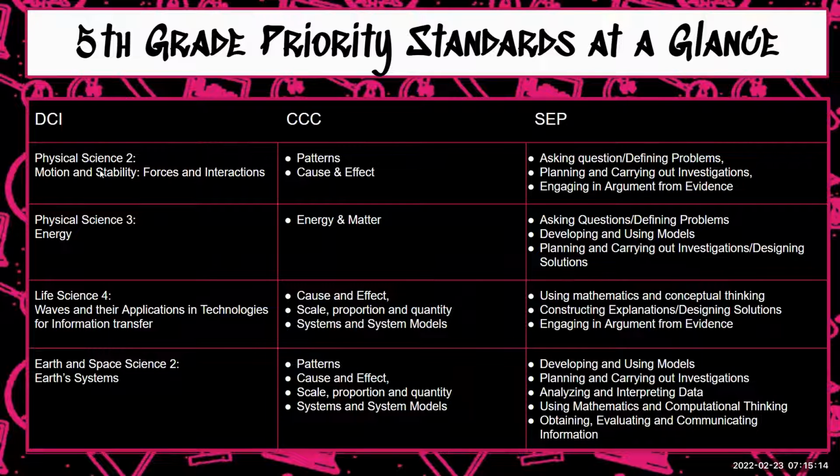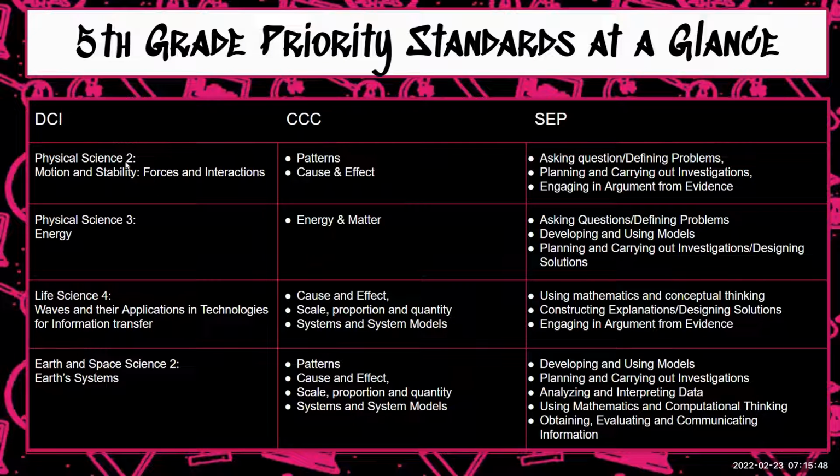So for instance, this idea of physical science 2, motion and stability, forces and interactions, often is assessed with the cross-cutting concept of patterns and cause and effect. So if I'm teaching motion and stability, I might focus my lens on patterns and cause and effect. And oftentimes it is assessed with the idea of asking questions and defining problems, or planning and carrying out investigations, or engaging in an argument from evidence.